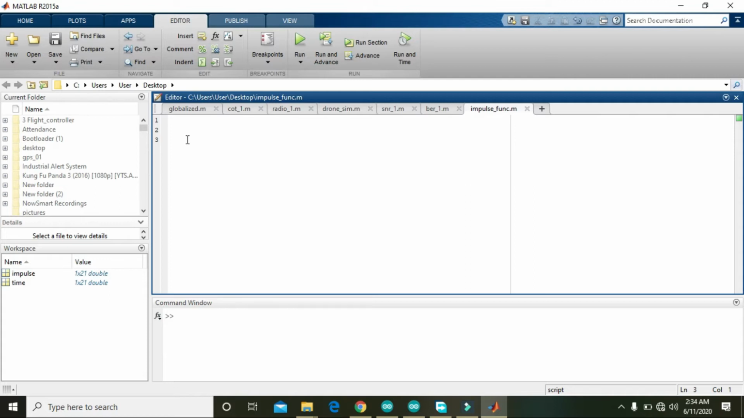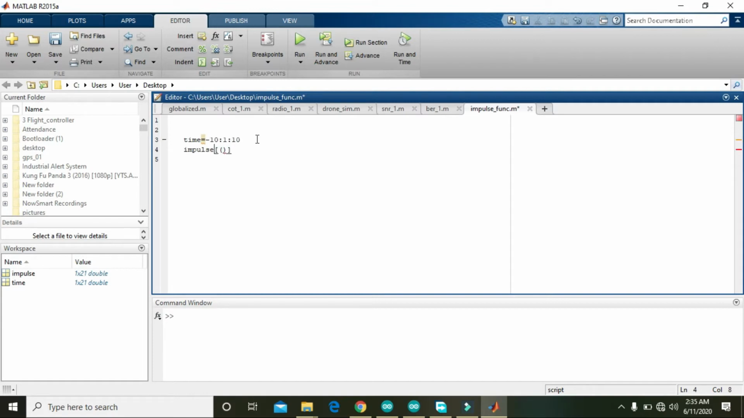So for it we need to draw time equal to minus 10 colon 1 colon 10. It is actually time. You can write any variable instead of time, and all of this will be fed to this time variable, minus 10 to 10. And then impulse.